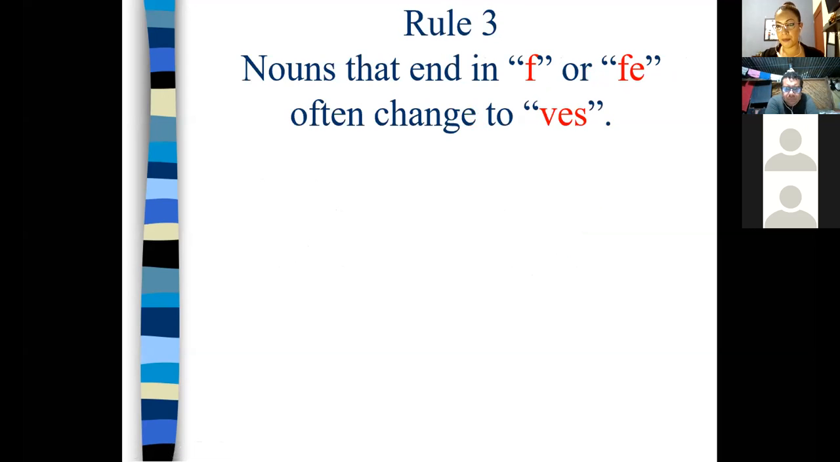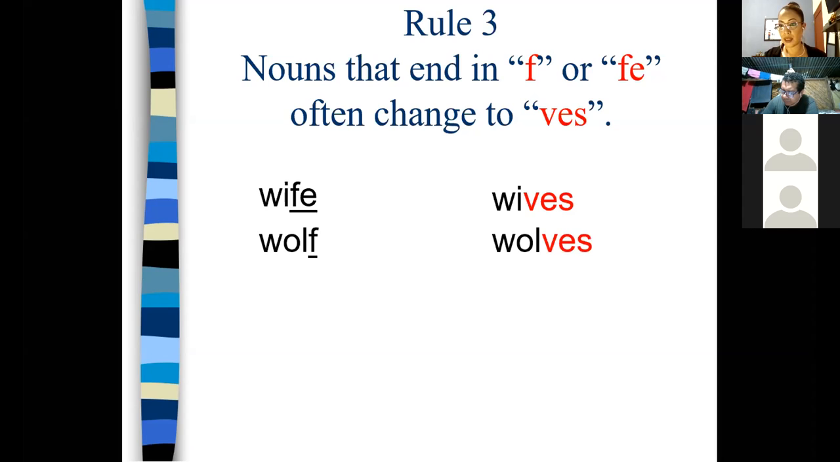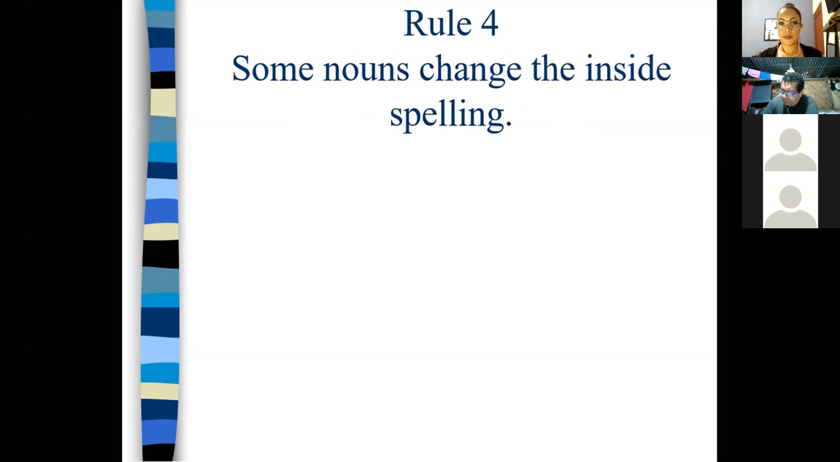Si ese noun termina en una F o termina en FE, con frecuencia el cambio que hacemos es VES. Lo que les explicaba ayer, wife, termina en FE, la palabra wife. Para hacerlo plural, wives. Esposa, en singular es wife. Esposas es wives, en plural. Ok, wolf. Wolf es un lobo. Termina en F. Para hacerlo plural, vamos a agregar VES, wolves.